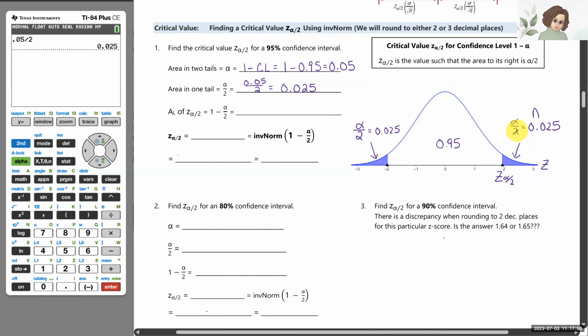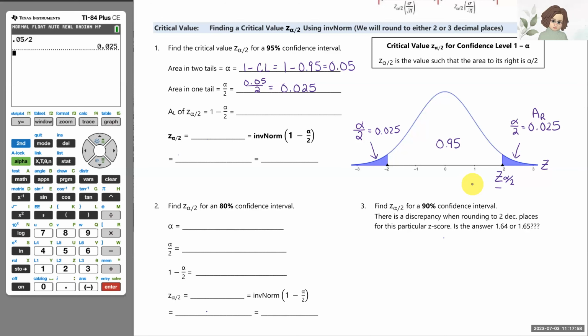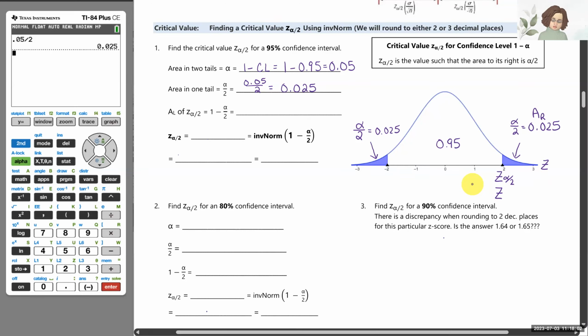So I'm just going to label this. This is the area to the right. So z alpha over 2 is generally how we would write it for any confidence level. For this specific example, our alpha over 2 was 0.025. So the z subscript 0.025 is the z-score that puts the area 0.025 to its right.